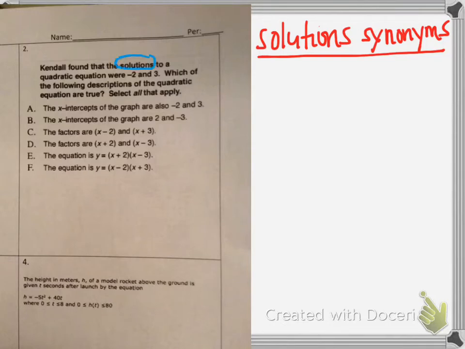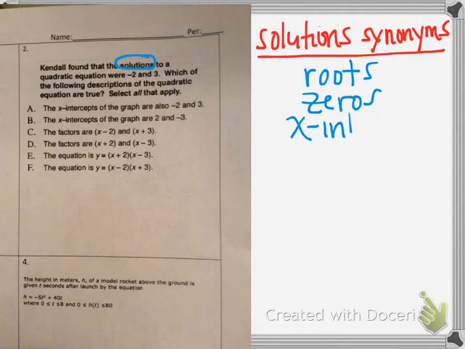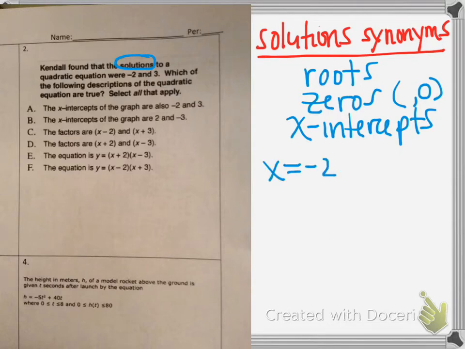If you remember, solutions has a couple synonyms. We could call them roots, we call them zeros, we call them x-intercepts because they cross the x-axis, and they're zeros because the y-coordinate always has to be 0. So if we are given the two solutions, those are -2 and 3, then we can also say the x-intercepts are -2 and 3. So that would be answer choice A. So far we have A.